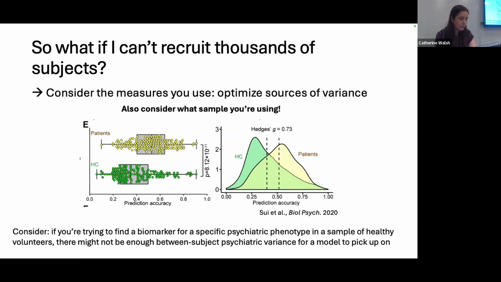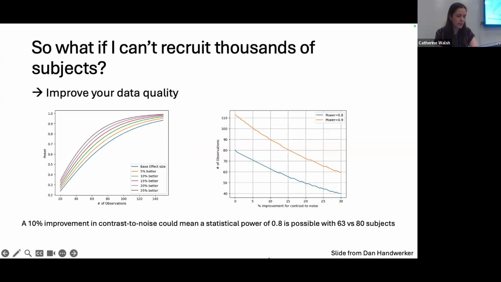So yeah, those are the big pictures in terms of the measures that you might use. Another way you can think about it is improving your data quality. This slide, which I took from Dan Hanworker's lecture a few weeks back, shows that there is a relationship between the number of subjects down here on the x-axis, the effect size, where this blue is a base effect size, and the statistical power we have, so the ability to see an effect. And you can see that if you have a bigger effect size, you're able to see an effect more clearly with fewer subjects.